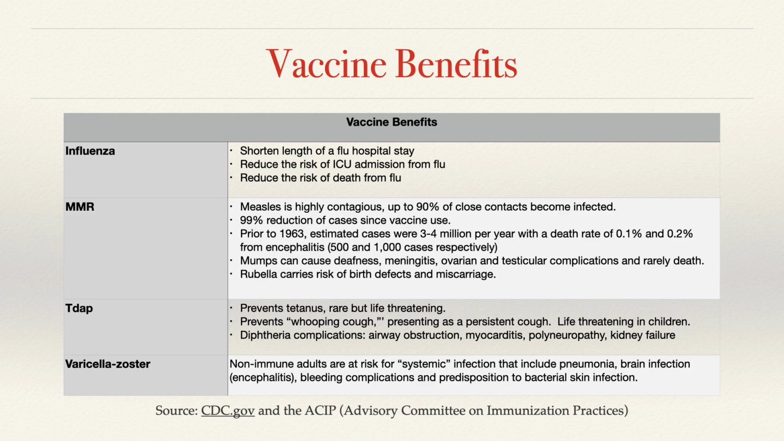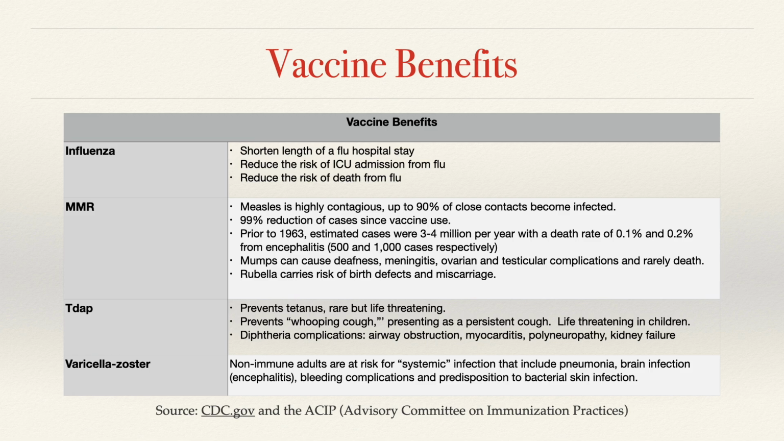Up to 90% of close contacts become infected. There has been a 99% reduction of cases since vaccine use. Prior to 1963, estimated cases were 3 to 4 million per year, with a death rate of 0.1 to 0.2% from encephalitis, which accounts for about 500 to 1,000 cases. Mumps can cause deafness, meningitis, ovarian and testicular complications, and rarely death. Rubella carries a risk of birth defects and miscarriage.